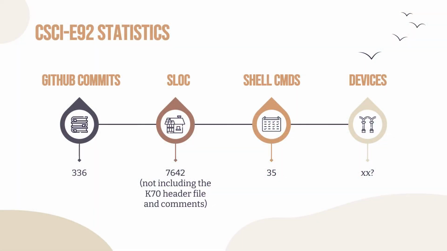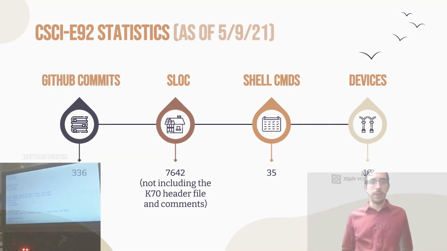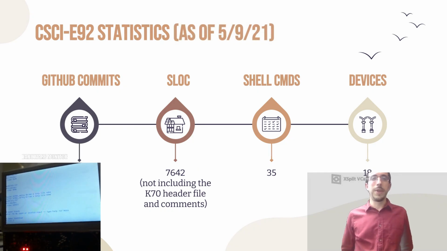Here are a few little fun statistics for me from this class. As of the 9th, I had 336 commits on GitHub. In my repo, I had a little over 7,500 lines of code in my operating system, 35 shell commands, and 18 devices. So quite a lot of stuff going on there.